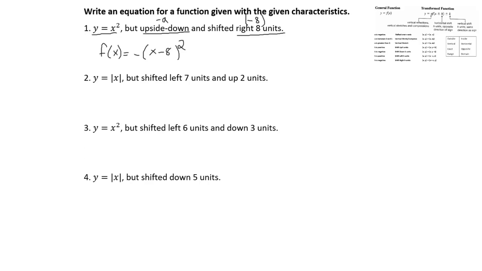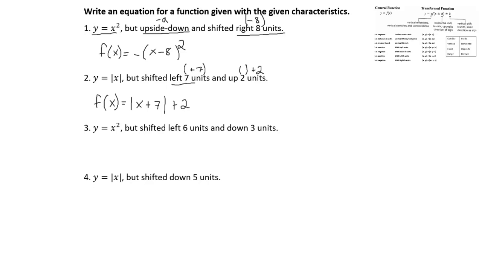All right, next one is left 7. So left 7, that's on the inside, so that's going to be plus 7. And then up 2 is on the outside, plus 2. So when we go to graph our absolute value, we have the x plus 7 on the inside and the plus 2 on the outside. So this is left 7 and up 2.